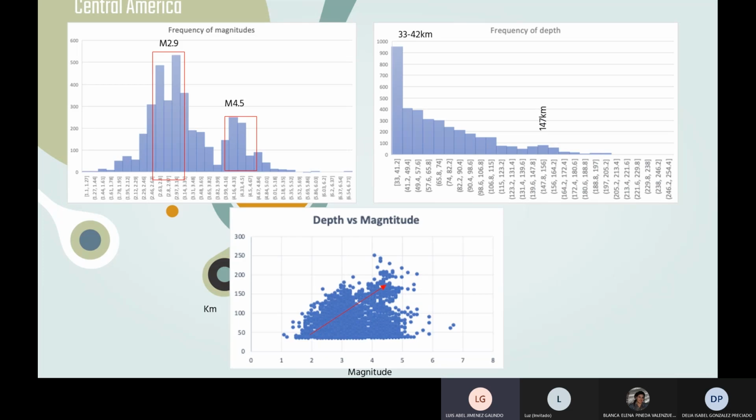We show you these graphs. The first one is the frequency of magnitudes histogram that shows 2 peaks at 2.9 and 4.5 magnitude. Next one, we can see that most of the earthquakes occur at shallow depths and gradually decrease in frequency. The next one, a small spike, hits almost 147 kilometers. In the depth versus magnitude graph, we might have a positive correlation.